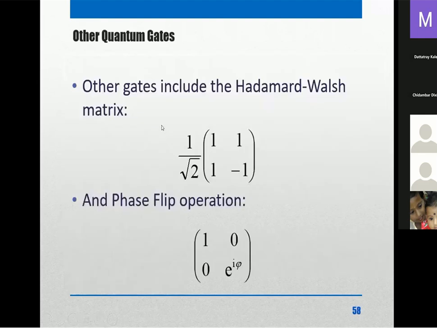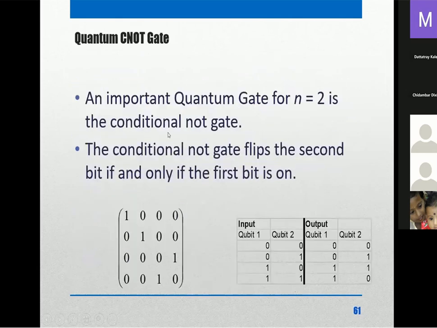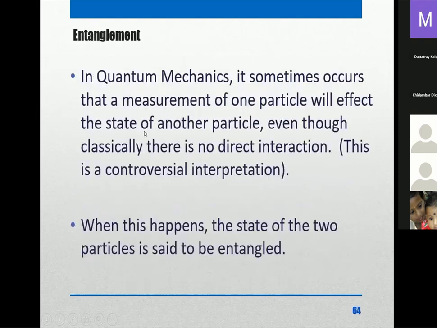This is another gate you can see, the Hadamard gate, a useful gate. A classical computer has more than 1 bit, while a quantum computer will probably consist of multiple gates as well. I'm just moving ahead and showing you the truth table, how exactly it is going to work.